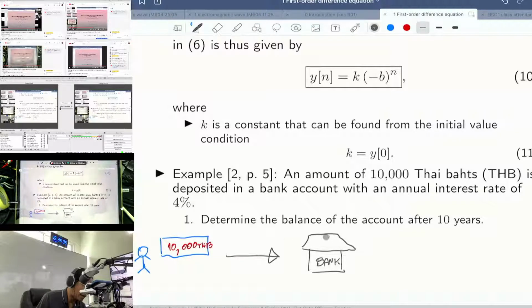But what is the balance of this amount after 10 years? If we let the time go by 10 years, what is the total amount of money?